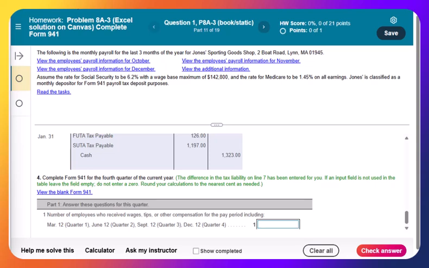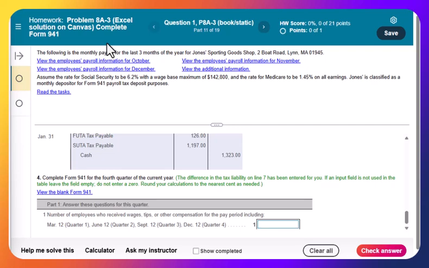Step 4, we're going to now complete Form 941 for the fourth quarter of the current year. And notice the authors are being nice to you here. It says the difference in the tax liability on line 7 has been entered for you. If an input field is not used in the table, leave the field empty. Do not enter 0. Round your calculations to the nearest cent as needed.